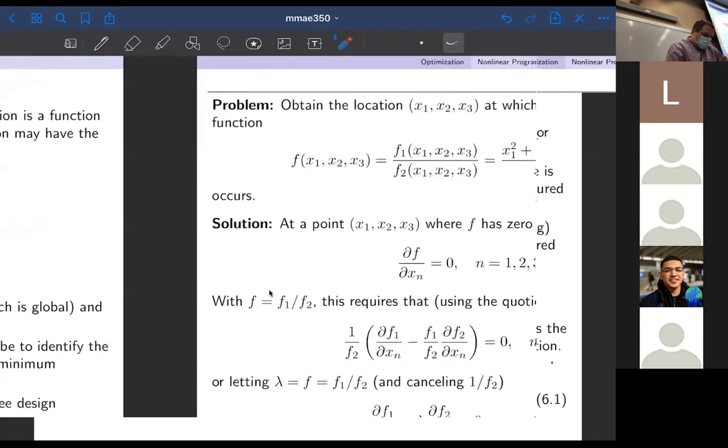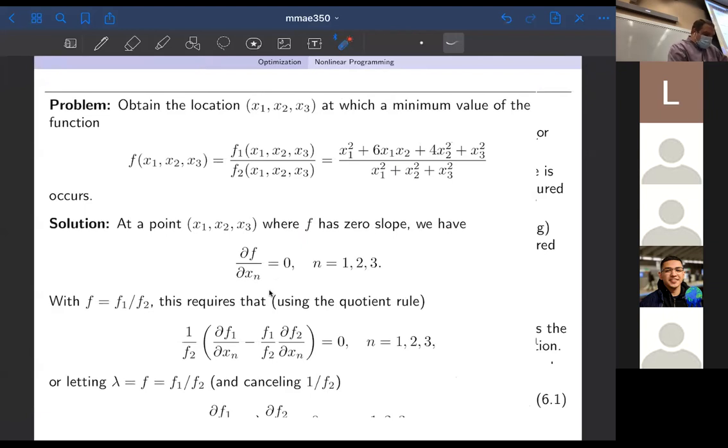Okay, so let's take a look at an example with 3 design variables. So I still have 1 objective function f, but now I have 3 design variables x1, x2, and x3. And I want to find a minimum. So I want to determine the x1, x2, x3 variables, the design variables, for which f, as a function of those 3 variables, is a minimum.